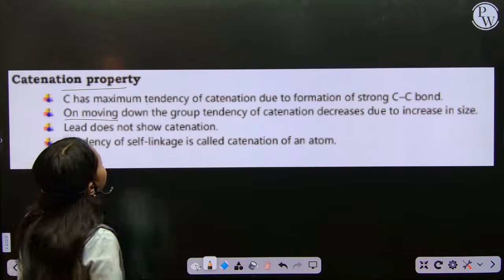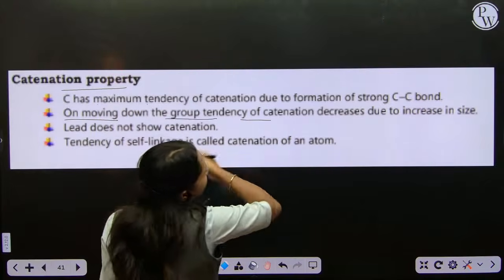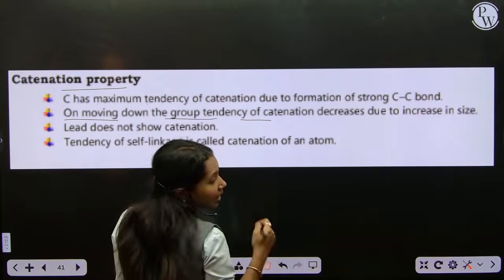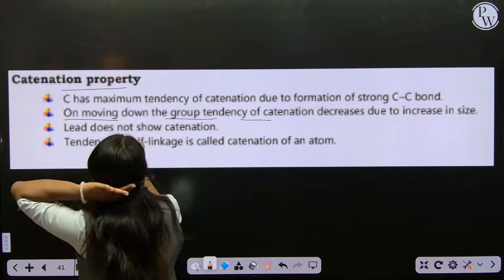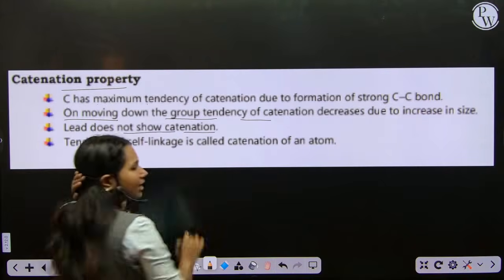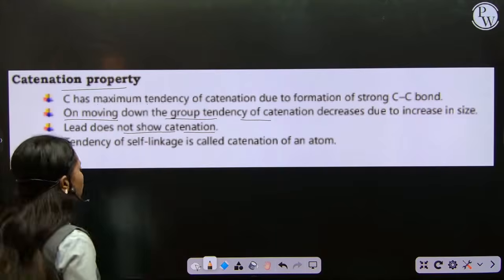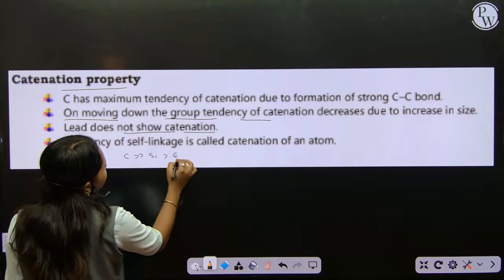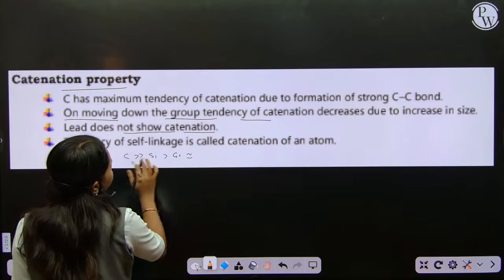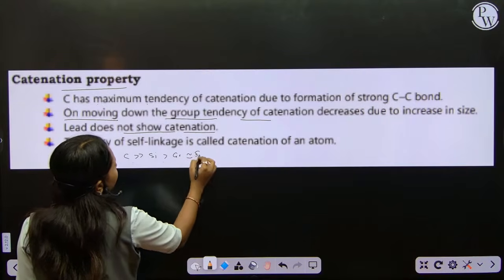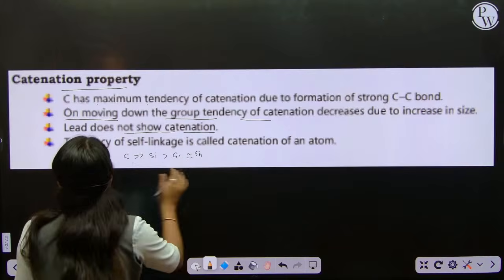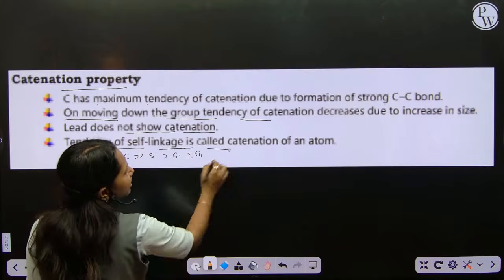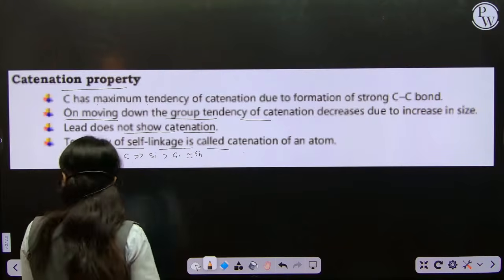On moving down the group, the tendency of catenation decreases due to increase in size. Carbon, silicon, germanium and tin show catenation, but lead does not show catenation at all. The tendency of self-linking property is called catenation.